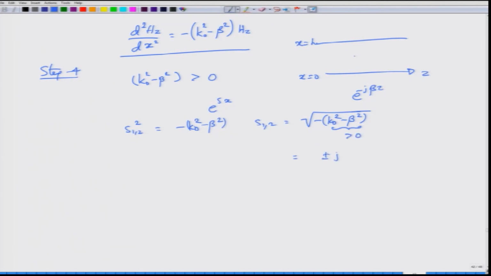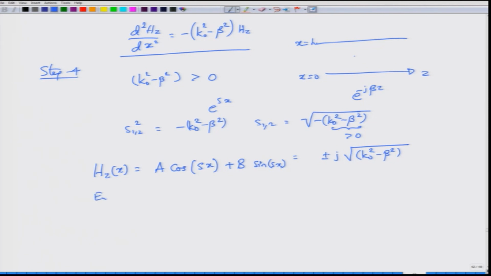Accordingly, you will have plus or minus j square root of k0 square minus beta square. Instead of writing this plus or minus j kind of a thing, you can write down the solution for Hz of x in terms of linear combinations of these complex exponentials, which are nothing but sine and cosine functions. So, let me just write down this as s itself. I have a cosine of sx plus b sine of sx. So, I have this solution.